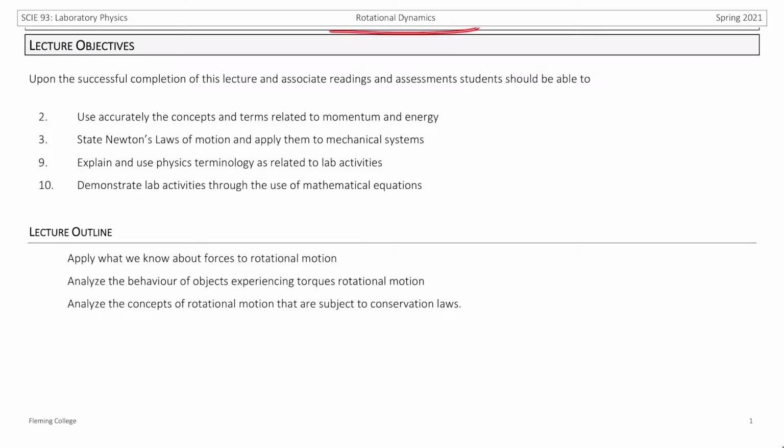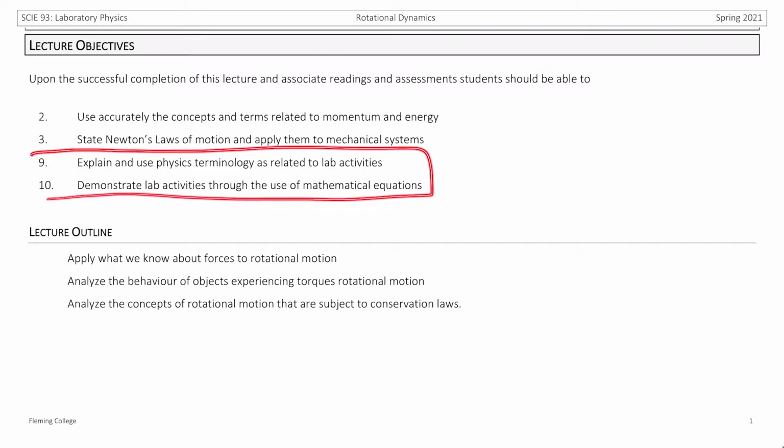Hello, welcome to Lecture 9, Rotational Dynamics. In this lecture, we're going to look at the concepts of momentum and energy in a new frame of reference. We're also going to work with stating Newton's laws of motion and how they apply to these rotational frames of reference we're using. And as always, we'll need to make sure that we explain and use the correct physics terminology and try and connect those terms and our calculations back to lab practices.